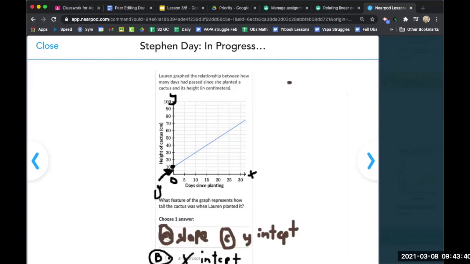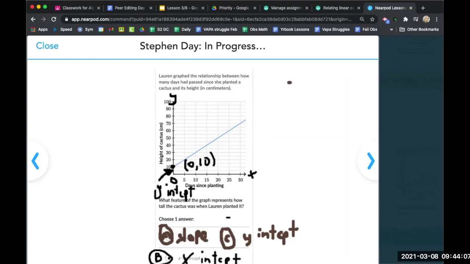So the y-intercept is here. It's the point at 10. It's at 0 for x, 10 for y, and that is our y-intercept. The cactus was 10 centimeters when it was first planted, and that is our answer right here. I'm going to double circle it or triple it and maybe put a star beside it. Our y-intercept is our place.